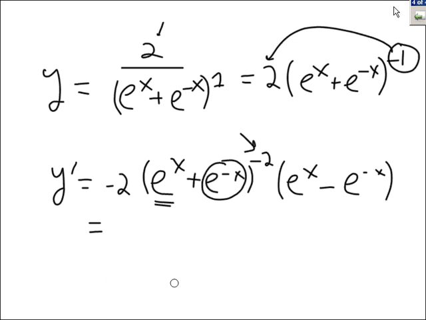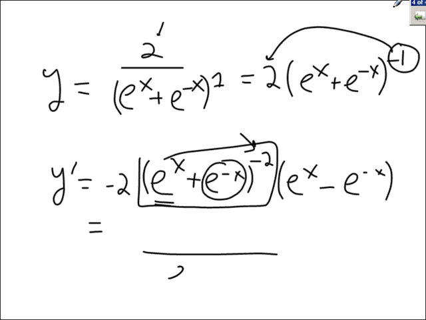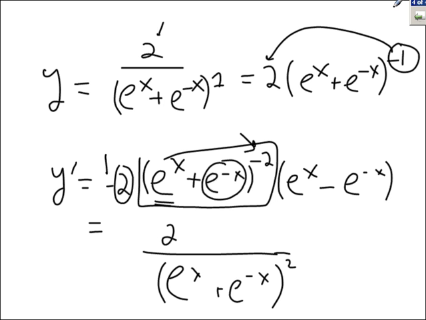Since that exponent is negative, I'll put this factor in the denominator: e to the x plus e to the negative x, to the second power. And the 2 I'll put on top. Now the minus I'll distribute in here. That is, instead of e to the x minus e to the minus x, I write it backwards.